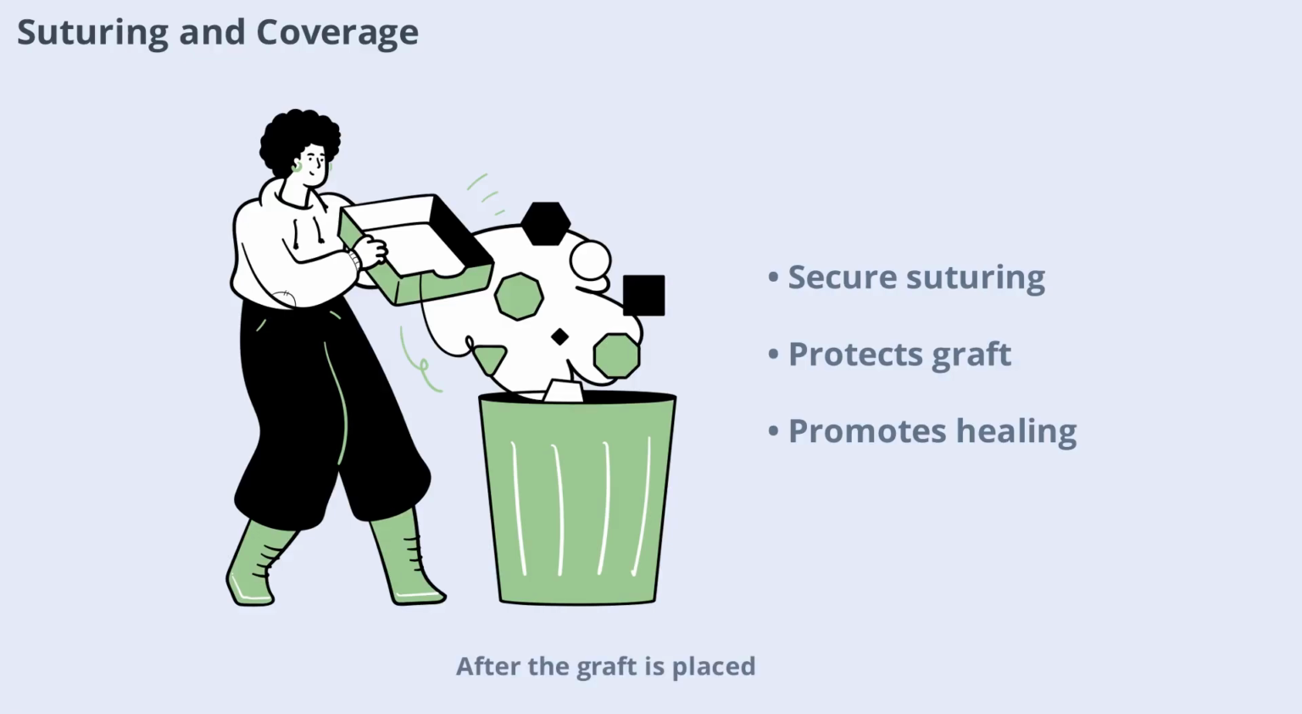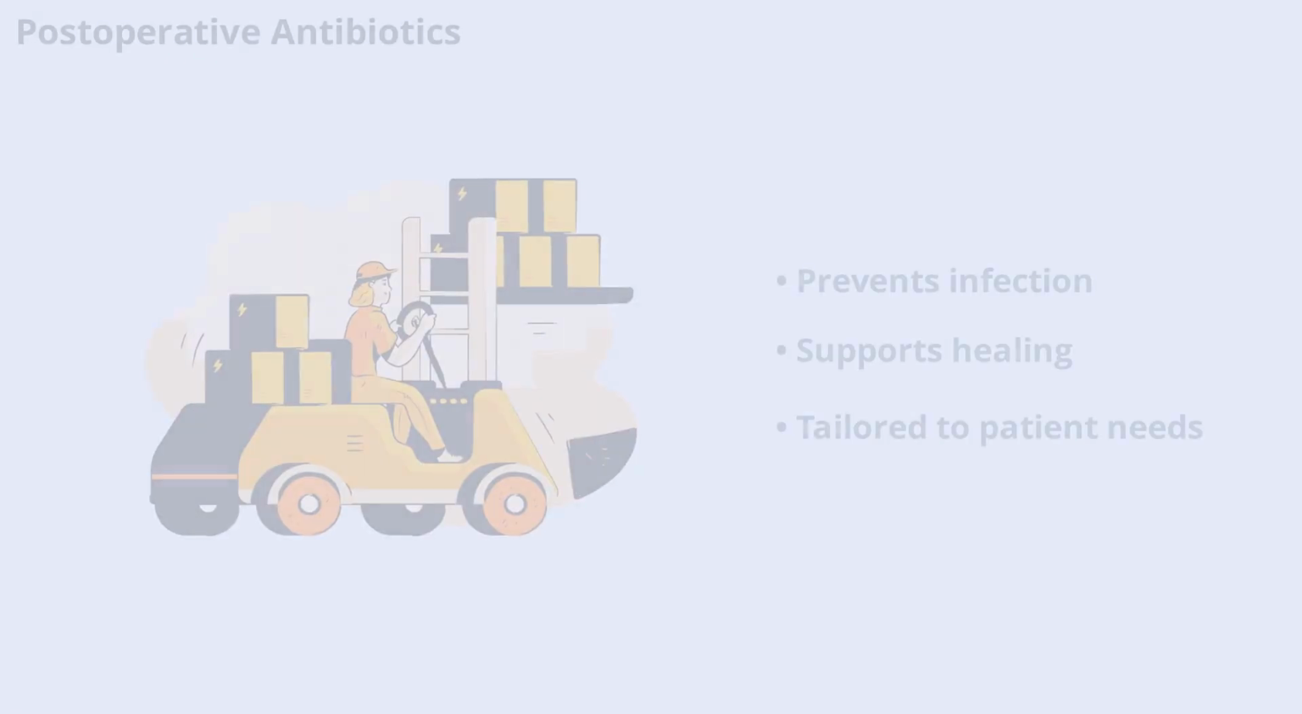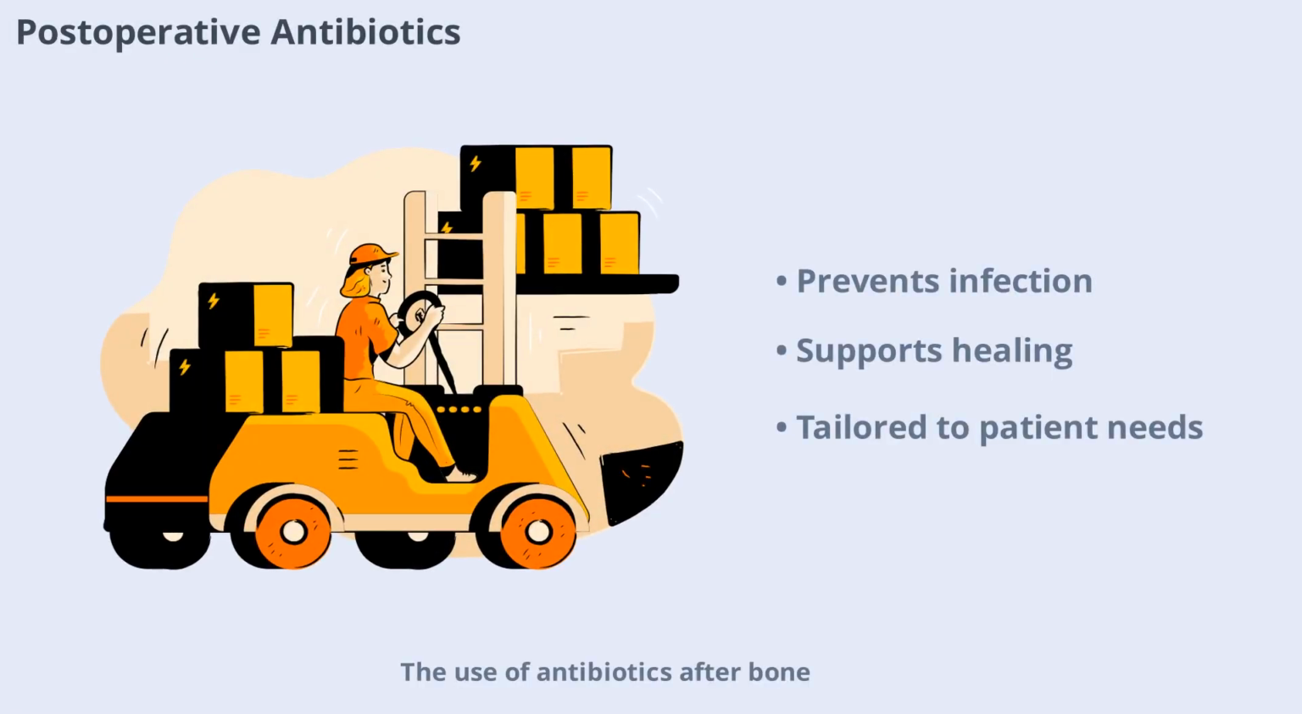After the graft is placed, the flap is sutured to ensure complete coverage of the defect. Proper suturing helps protect the graft, promotes healing, and reduces the risk of exposure or infection. The goal is to create a stable environment that supports the integration of the graft material. The use of antibiotics after bone grafting is generally recommended to prevent infection. Antibiotics help control bacterial growth and support the healing process. The choice and duration of antibiotic therapy depend on the patient's health and the complexity of the procedure.